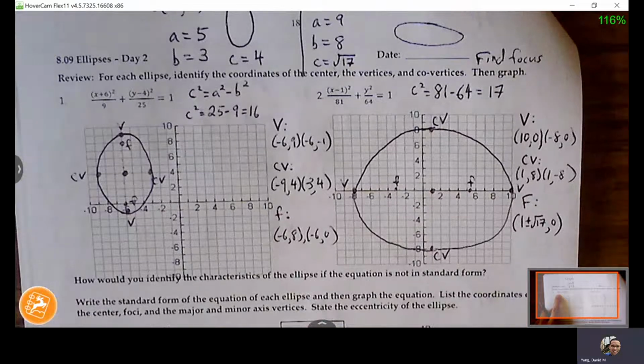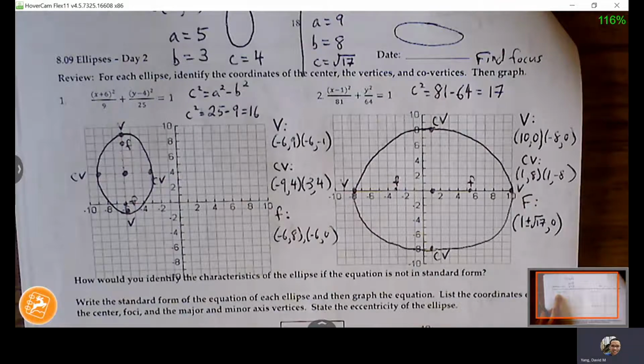Okay, so just review from yesterday. Any questions? Okay, what's different about the ones below is we just have to complete the square because we're starting with general form.